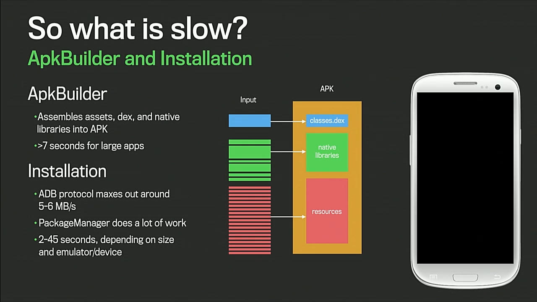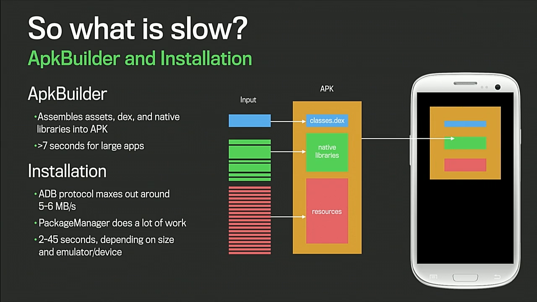This can take 7 seconds or more for large apps. It's basically just proportional to the size of your app, because it just has to cram a bunch of files together. The next step that's really slow is the actual installation of that app onto a device. So this is done over ADB, and the ADB protocol maxes out at around 5 to 6 megabytes per second, even if you're on high-speed USB. So if you have a 20 or 40 megabyte debug build of your app, this can take a very long time just to copy it over. Once it's already there, the package manager has a lot of work to do.